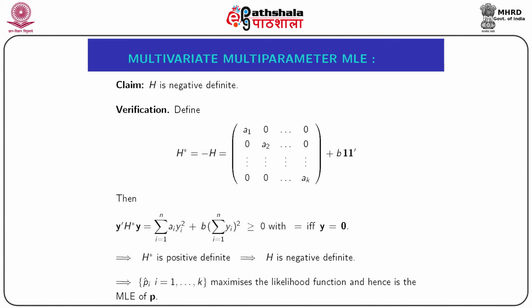As the Hessian matrix H is a negative definite matrix, the unique solution of the likelihood equation, which is pi hat for all i from 1 to k, automatically maximizes the likelihood function, and hence the maximum likelihood estimator of the vector p curl is p1 hat, p2 hat, up to pk hat.